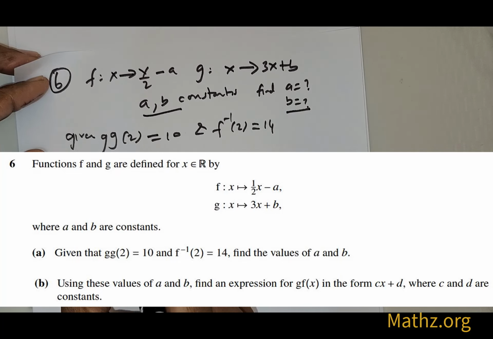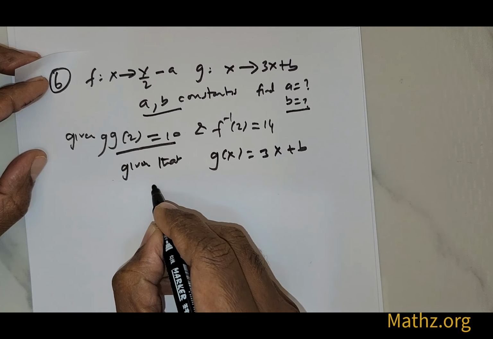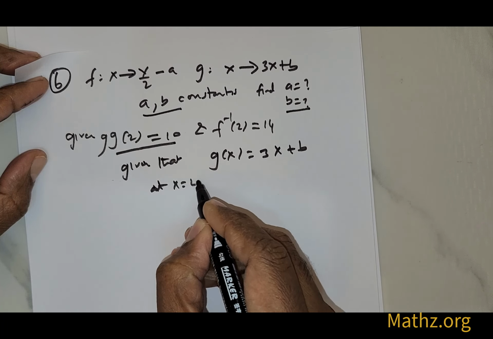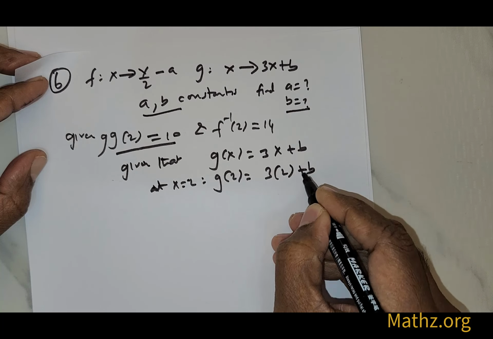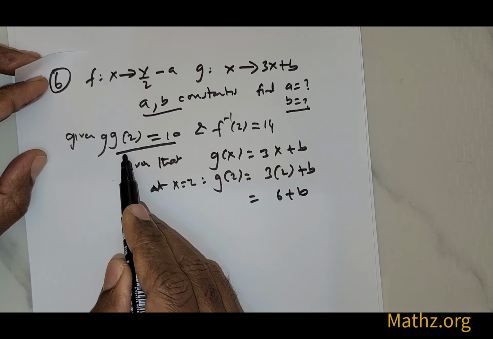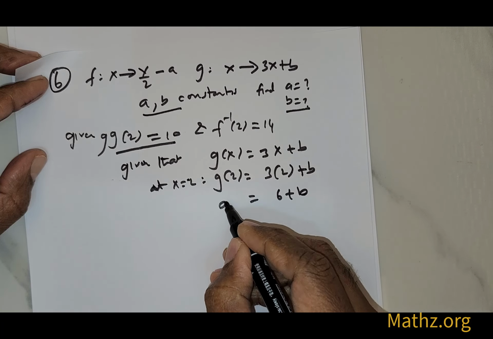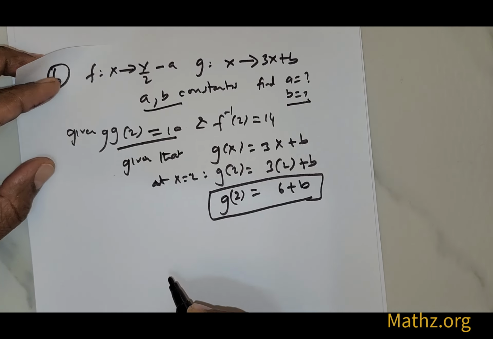Now foremost we have to find g of 2. What is g of x? Given that g of x is 3x positive b, at x is equal to 2, we get g of 2 is 3 times 2 positive b, which is 6 positive b. Okay, this just remains g of 2. So this is my g of 2.